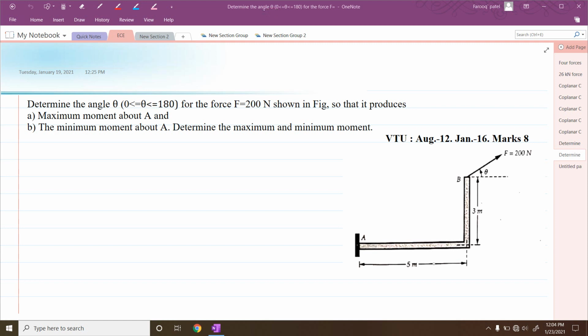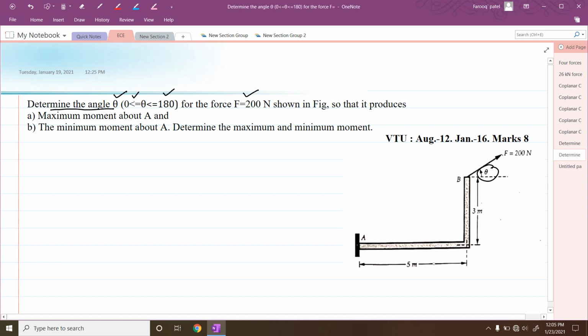Hello everyone. In this problem, we will try to calculate the moment due to the force. Let us try to see the problem. Determine the angle alpha, or you can take it as theta. Here they have given one angle theta, which is going to vary from greater than or equal to 0 degrees to less than or equal to 180 degrees.